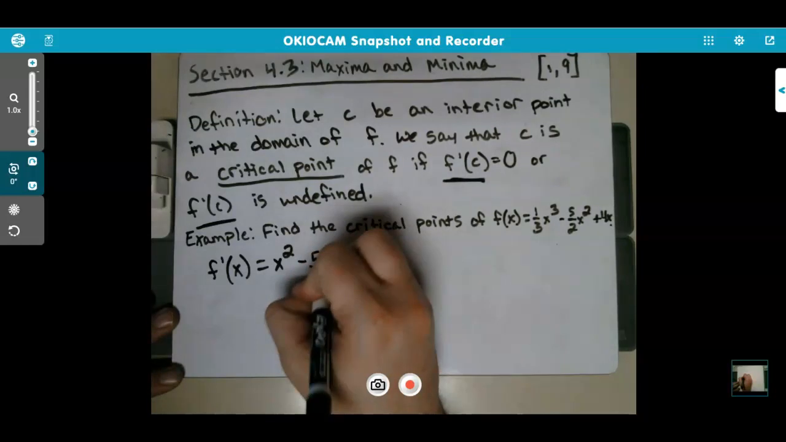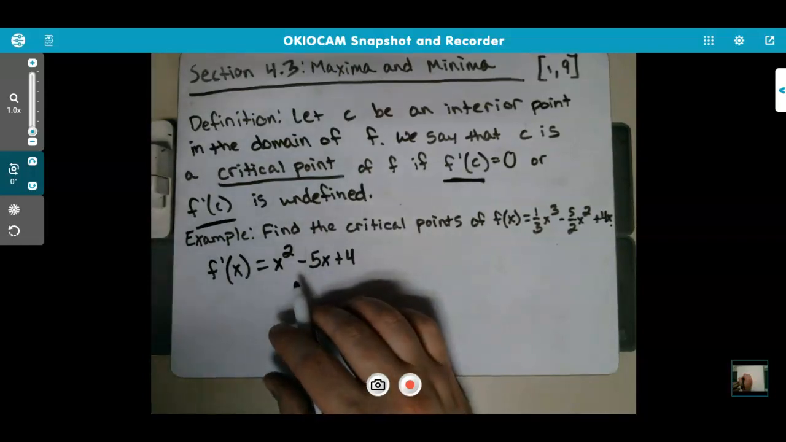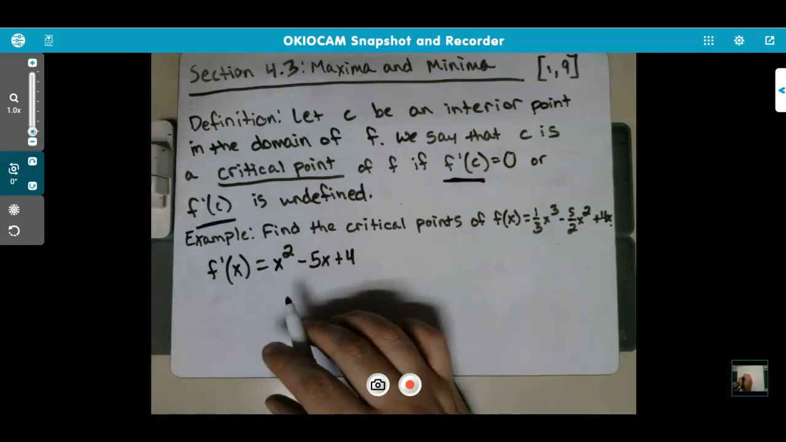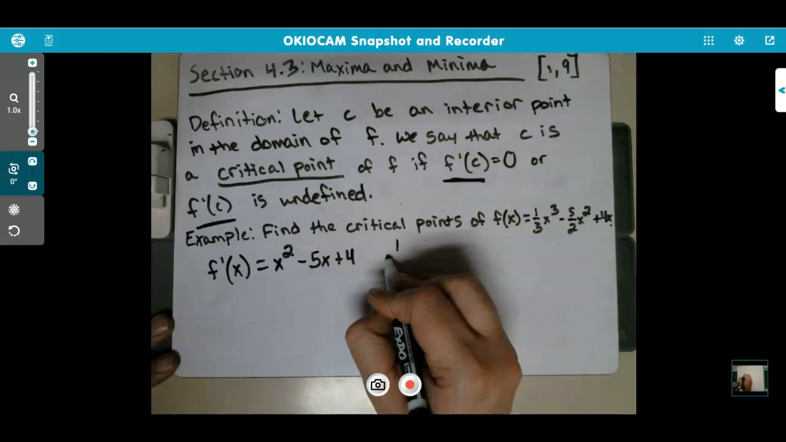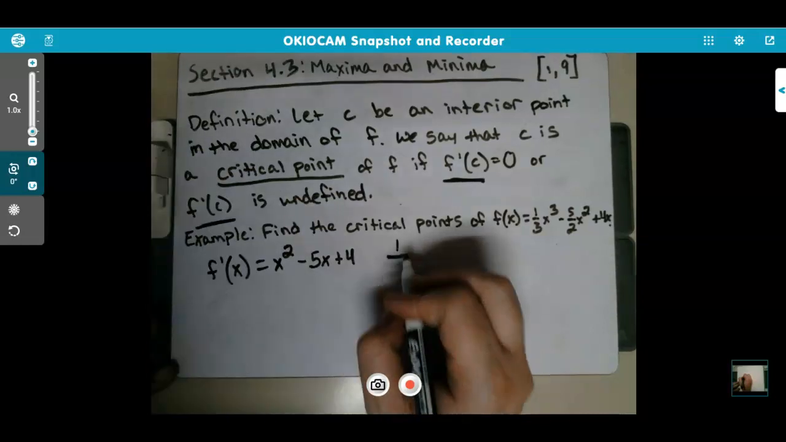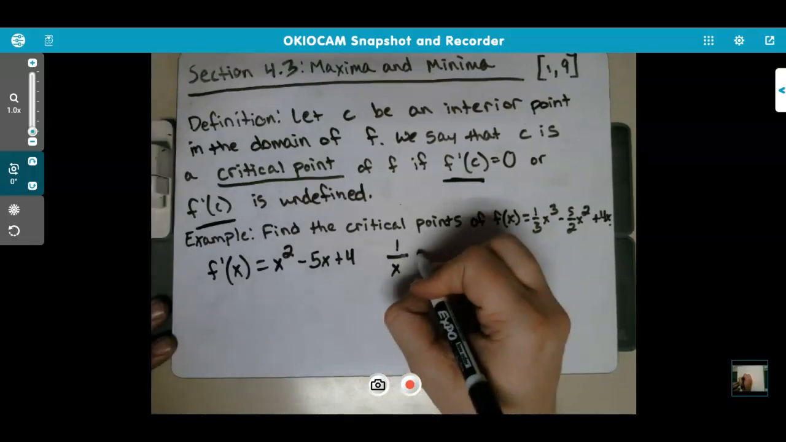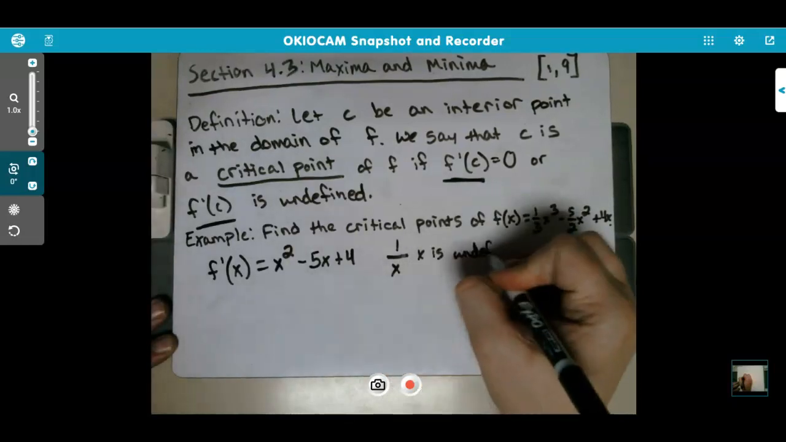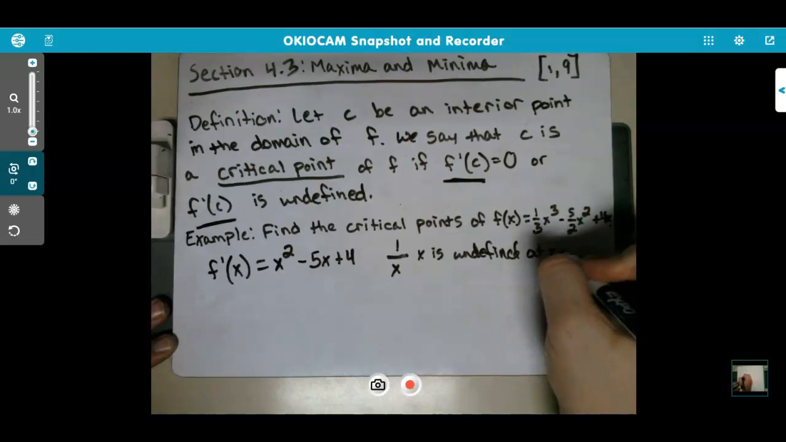Okay, now looking at this, I can see there's nowhere on here where this is going to be undefined, right? That might happen if I have like 1 over x, in which case we say it is undefined at 0. But that doesn't happen here, so I don't have to worry about that. So I just want to know where it is equal to 0. So just set that equal to 0 and solve for x.